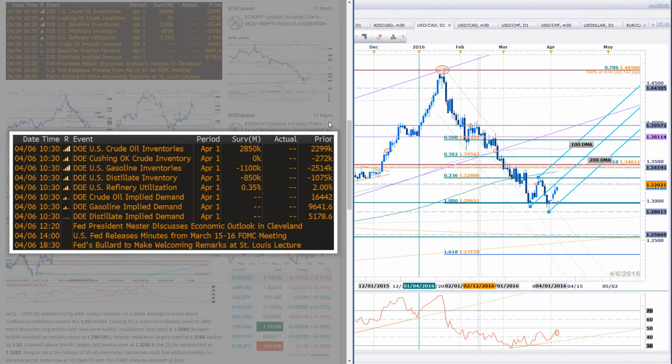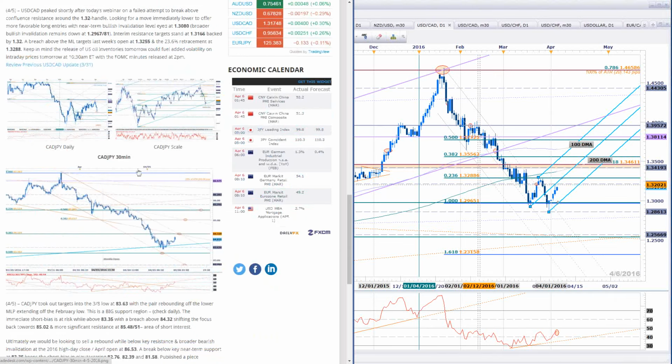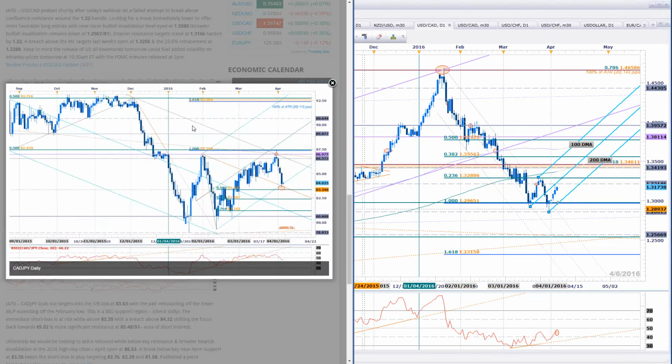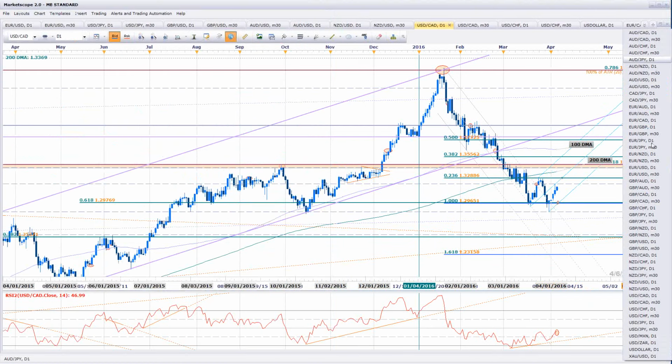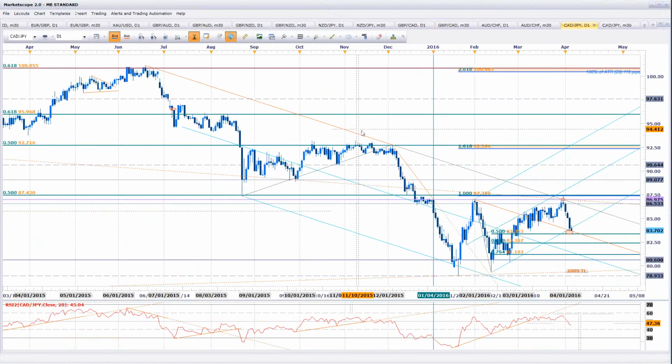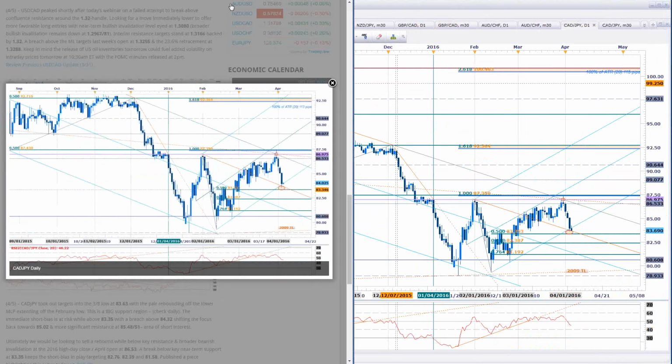So moving right along, CAD yen. Here's what CAD yen looked like yesterday. Again, very similar scenario, where you're coming into some interesting support barriers. Here's what the CAD yen looks like now. Really clean as far as the level is concerned. So this 83.35 into 83.55 region, okay?